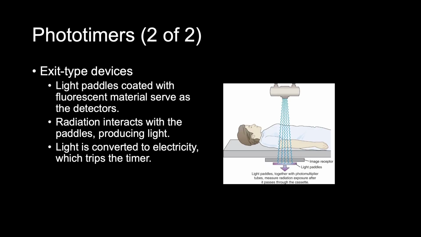These are the exit-type devices. Light paddles coated with a fluorescent material served as the detectors, and then the radiation interacted with the paddles, producing visible light. The light was then transmitted to remote PM tubes, which is the photomultiplier tube, or photodiodes that converted this light into electricity. The timer is tripped and the radiographic exposure was terminated when a sufficiently large charge had been received. This electrical charge was in proportion to the radiation to which the light paddles have been exposed to.